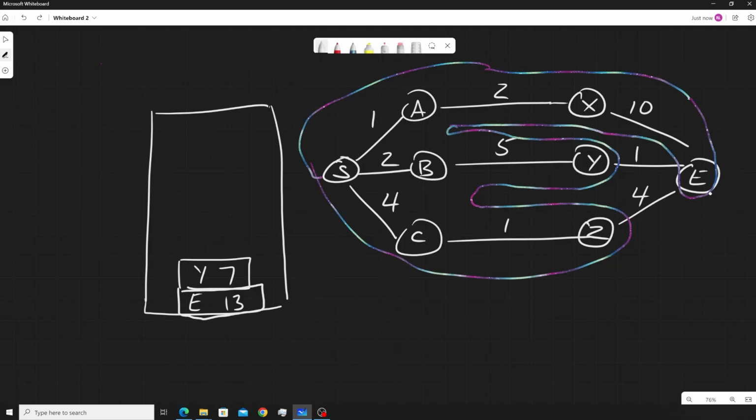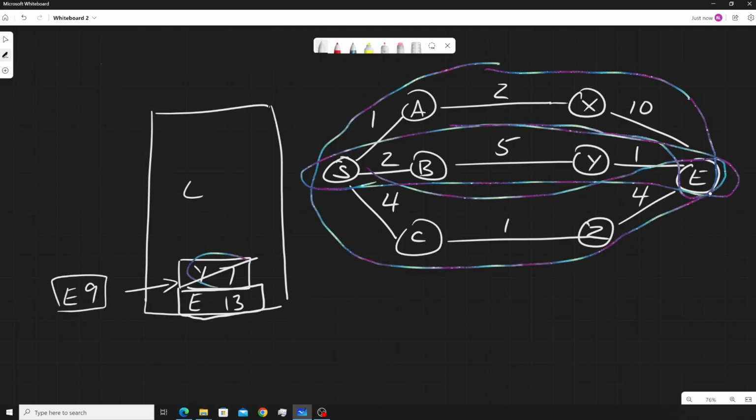But we want to finally resolve y7, which gives us our shortest path, SBYE, with a cost of 8. Okay, 2 plus 5 plus 1 is 8. So this one we add E8. So after removing this one, we add E8, which is the cheapest path. When we finally resolve this, we get the cost, and we have our path along the way. So that is Dijkstra.